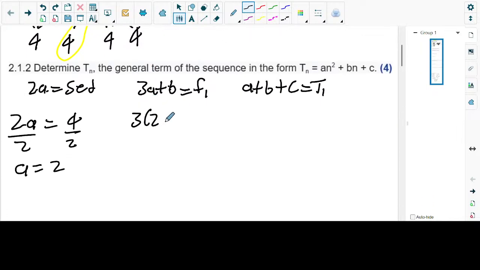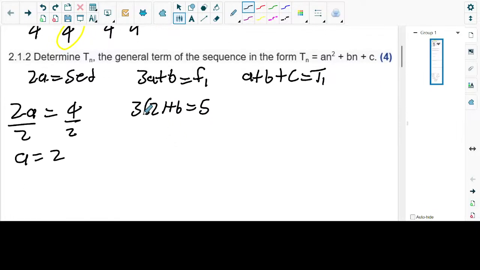Okay, that means 3 multiplied by the first difference, which is 2, plus b, which is going to be 5. 3 multiplied by 2 is 6. Take the 6 to the other side. It says b is going to be equal to 5 minus 6.